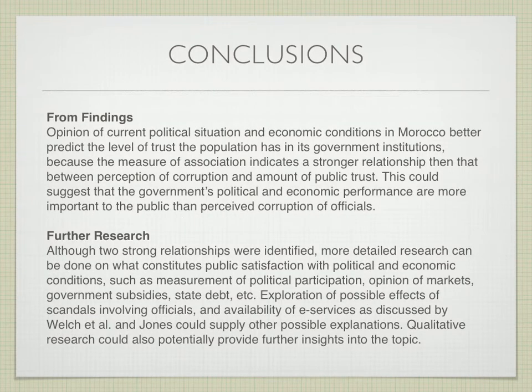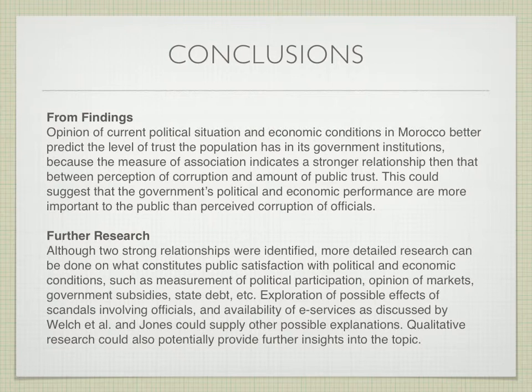A conclusion that can be drawn from findings is that opinion of current political situation and economic conditions in Morocco better predict the level of trust the population has in its government institutions, because the measure of association indicates a stronger relationship than that between perception of corruption and the amount of public trust. This could suggest that the government's political and economic performance are more important to the public than perceived corruption of officials.